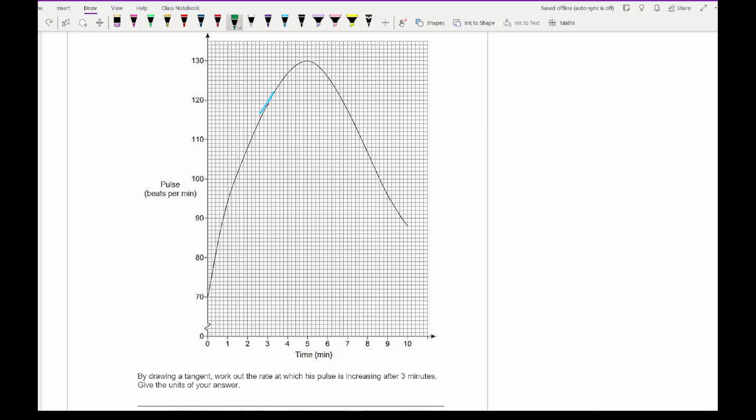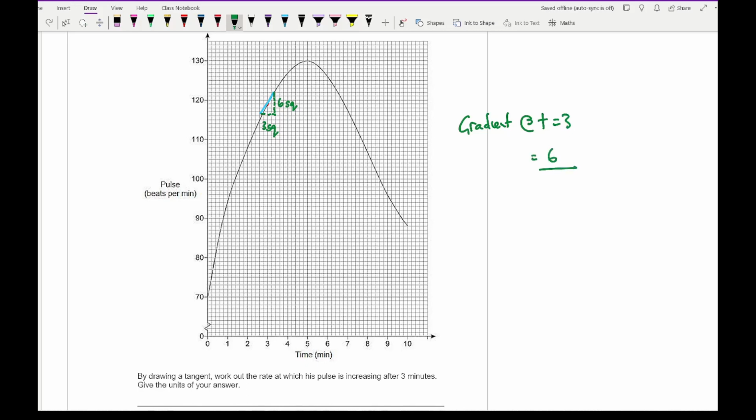Once you've drawn your tangent at t equals 3, you then want to convert that into a triangle, and then use the scale to work it out. So looking at this, I get that to be about 6 squares, and this is about 3 squares. Now looking at the scale going up, the gradient at t equals 3 is, well, each little square going up represents 1, so that's going to be 6.